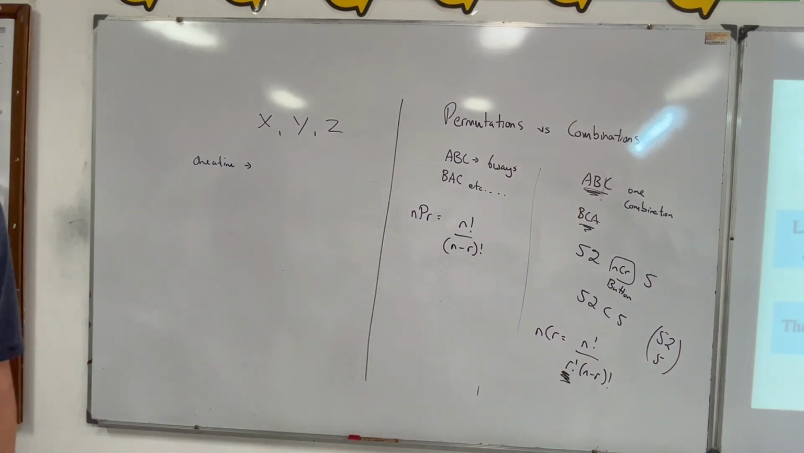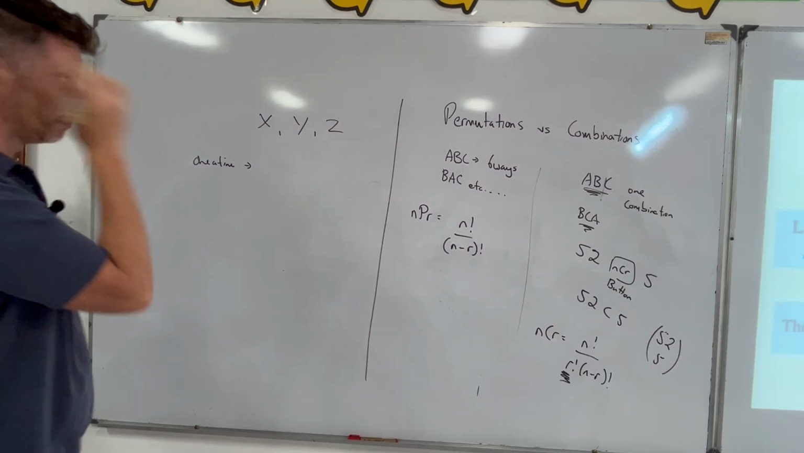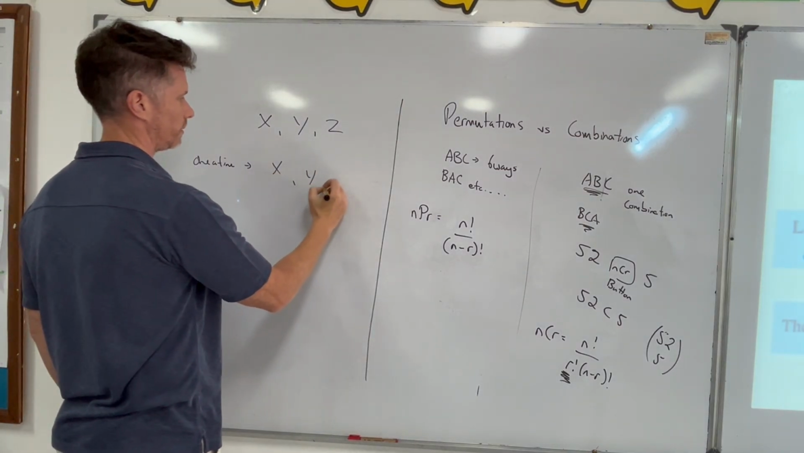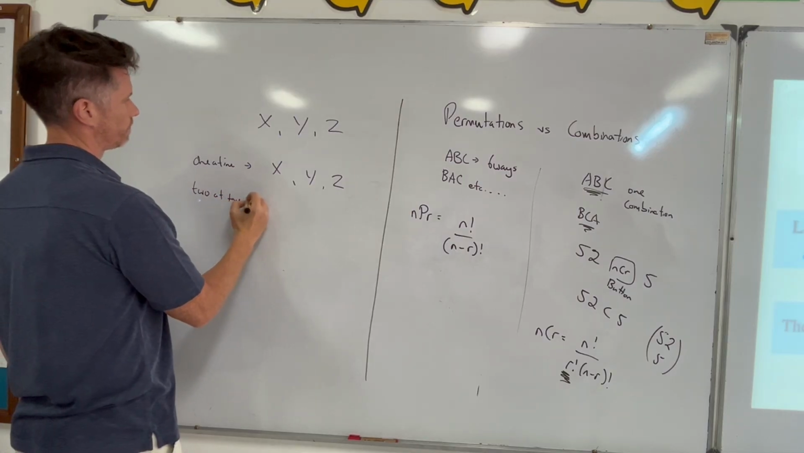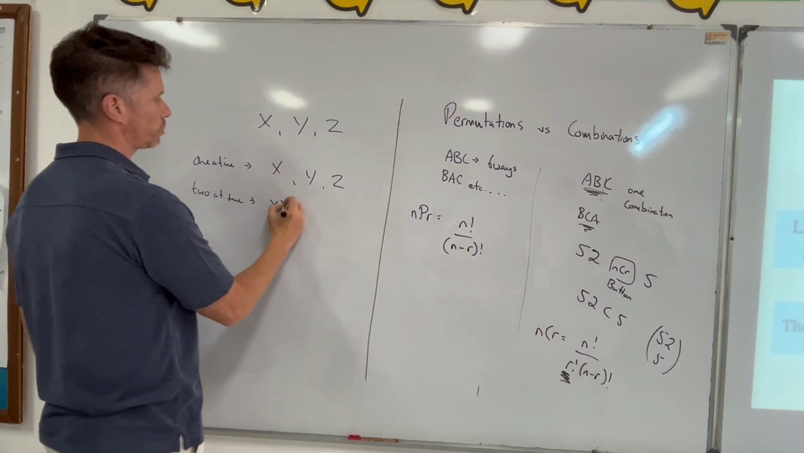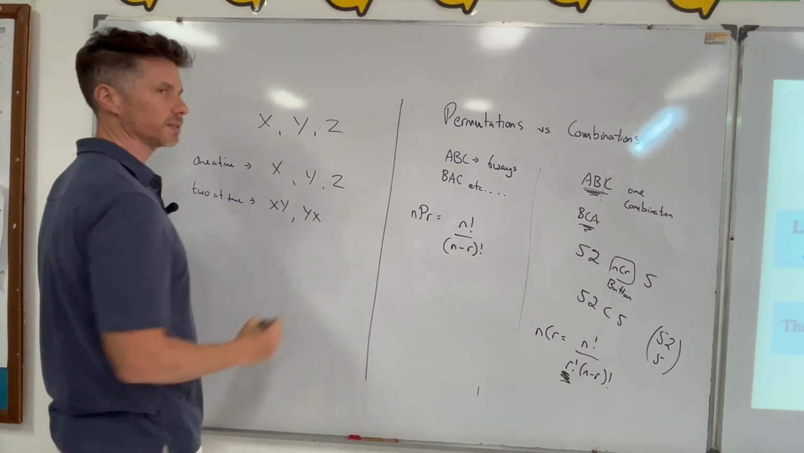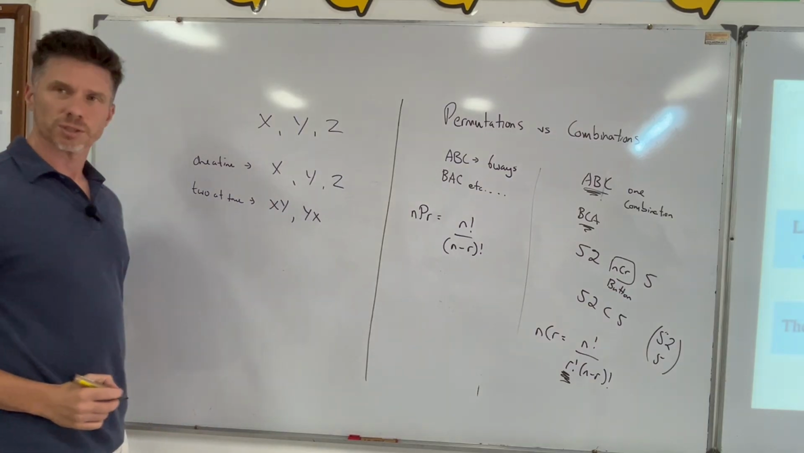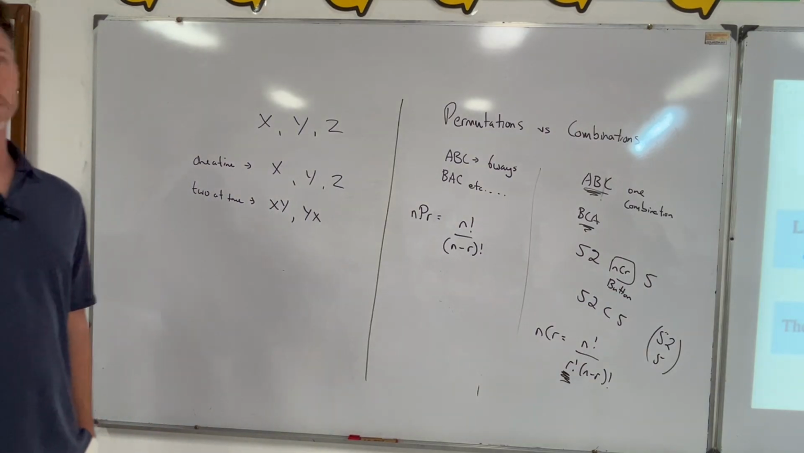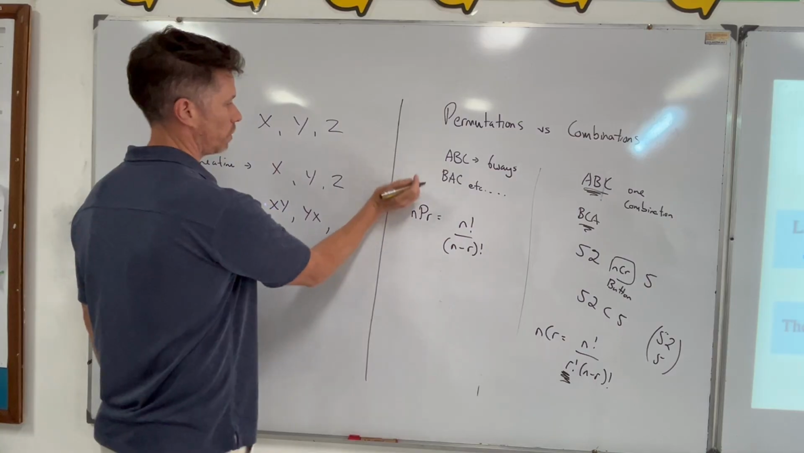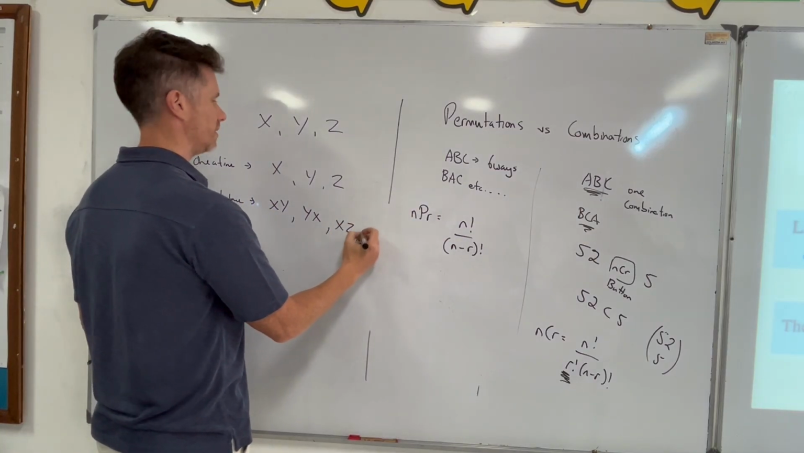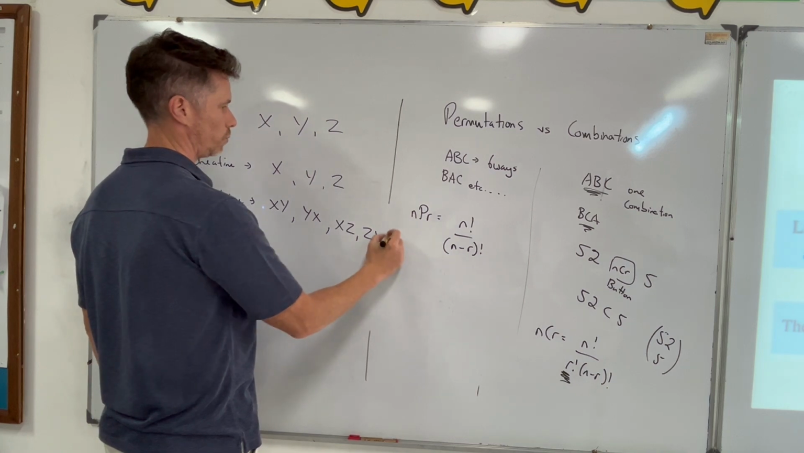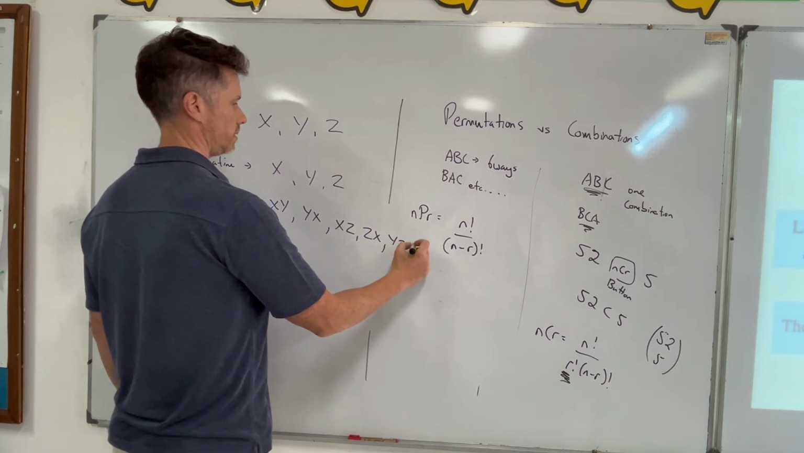How many should I get? 3. If I can only take one at a time, there's only 3. It's x, y, z. Now 2 at a time. Okay, yeah. So xy is different than yx, isn't it? Yes, because it's a permutation. If it was combinations, it'd be the same thing. So xy, yx, and so on, xz, zx, and yz, zy.